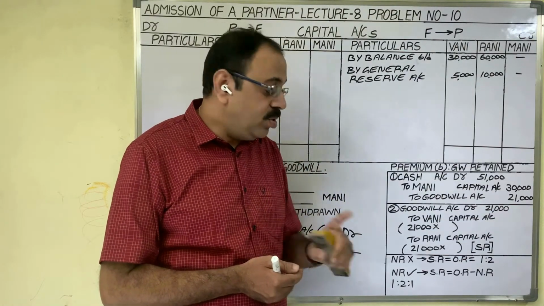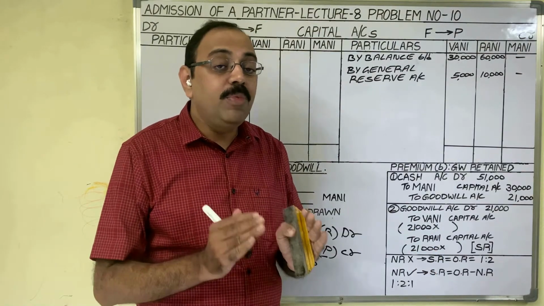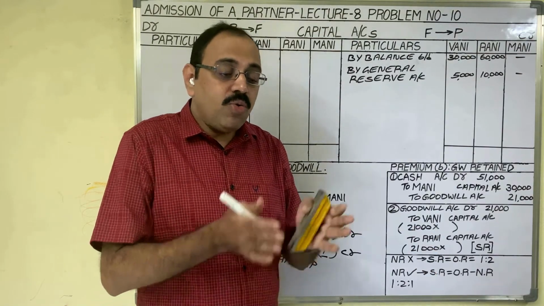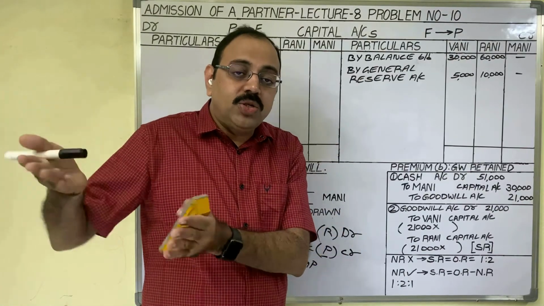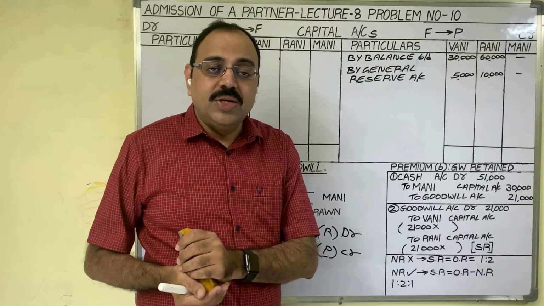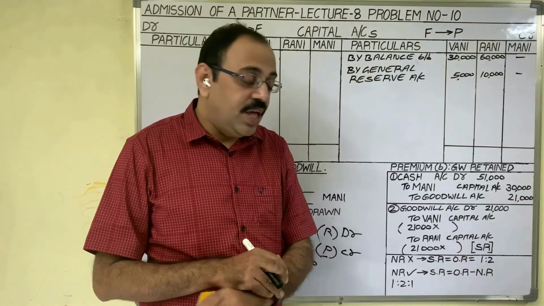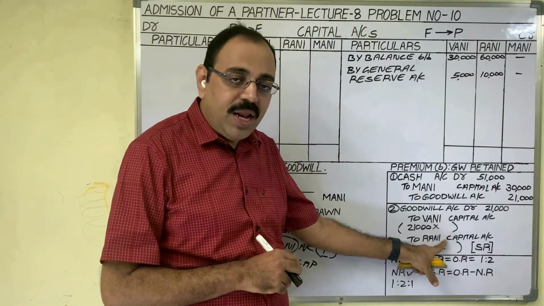And why are capital accounts credited? Because capital is a liability. Liability shows a credit balance. Now goodwill amount we are adding to capital. So capital amount increases further. Liability increases further. So liability shows a credit balance and you have to increase it further. Therefore, again you have to credit capital accounts.